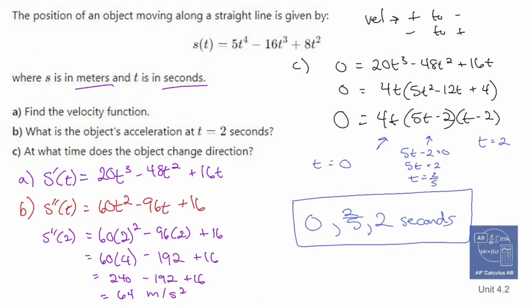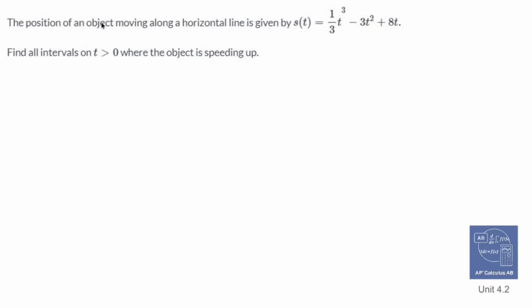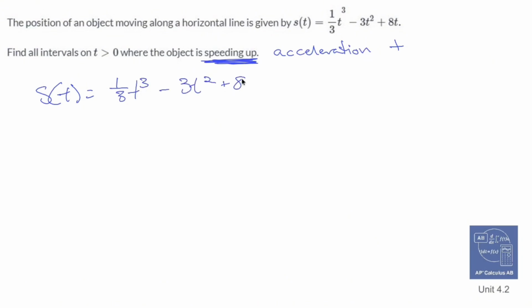So fun stuff. The position of an object moving along a horizontal line is given by s of t equals a third t cubed minus 3t squared plus 8t. Find all intervals where the object is speeding up. Now, the object speeding up means acceleration is positive. So I have the position function. The first derivative gives me the velocity. The second derivative is going to give me acceleration. So I need to go down to the second derivative here before I can do much of anything.